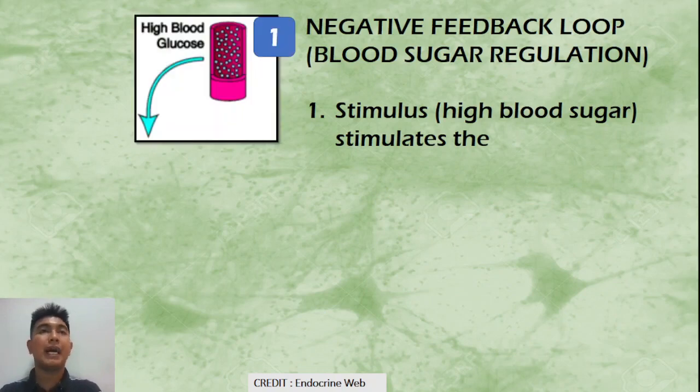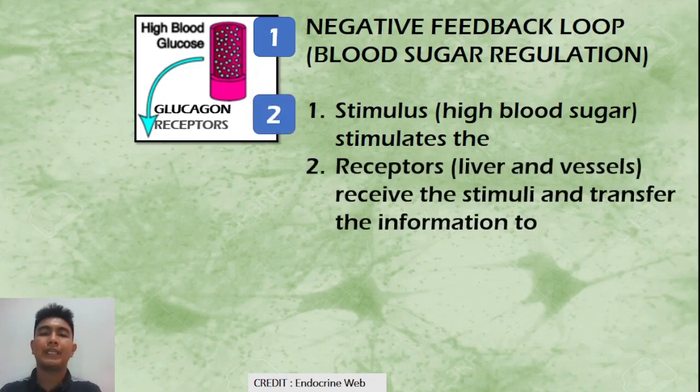Stimulus would be a high blood sugar. When you eat too much sweets, too much carbohydrates, there's a high concentration of glucose, blood sugar, in your blood. And it can be dangerous if it goes on in the long term. So the body has to balance it out using the liver.